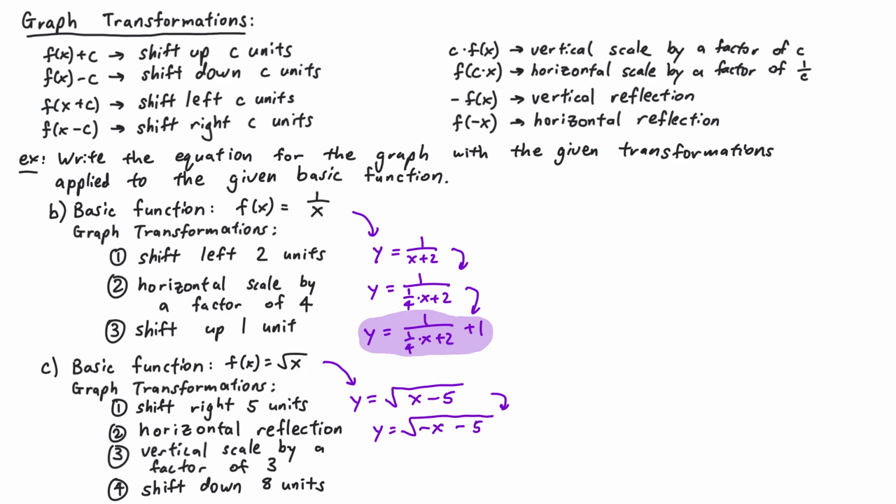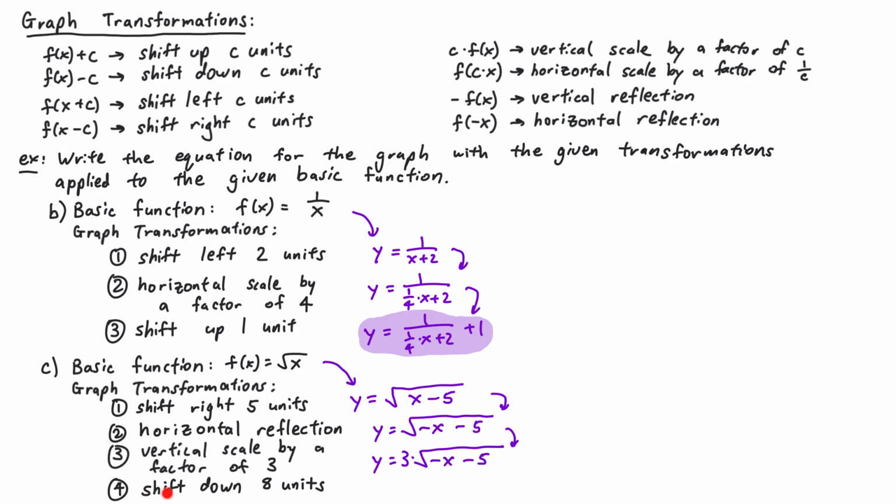Our next transformation is a vertical scale by a factor of 3. If we want to do a vertical scale by a factor of c, all we have to do is take our formula and multiply by c. So in this case, take our existing formula here, multiply it by 3. So our equation now becomes y equals 3 times square root of negative x minus 5.